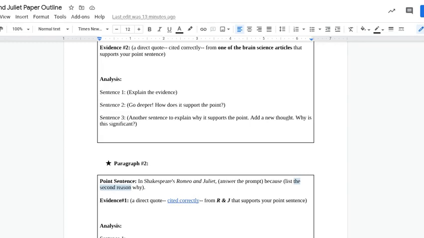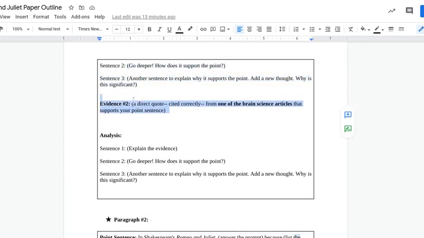So here we have evidence number 2, and this piece of evidence, you're going to switch gears a little bit, is going to come from one of our brain science articles that we've read in class. So this could be teenage brains still under construction. This could also be teenage brains are malleable and vulnerable. This could be a couple of different articles, but those are the big ones that we went over in class. So pick a quote directly from one of those articles and put it right here in your evidence number 2.